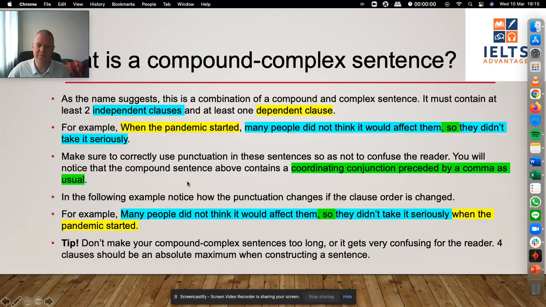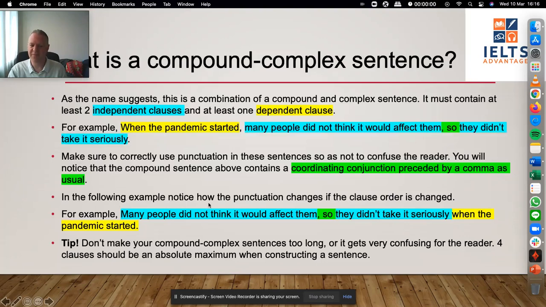Make sure to use punctuation in these sentences so as not to confuse the reader. When you start using all these different clauses and adding them together, your punctuation has to be really good, because when you stop putting the punctuation where it should be, a native speaker gets really confused as to what clause is coming next and the meaning. With these compound complex sentences, punctuation is really, really important. You'll notice that the compound sentence above contains a coordinating conjunction preceded by a comma, as usual.